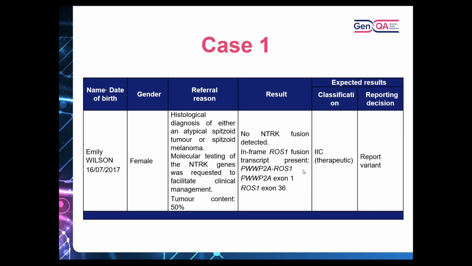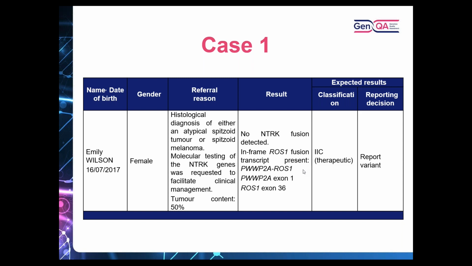But Pauline's going to talk to you in the middle about how we came up with the expert classification of these variants. So case 1 was we give the patients mock names and dates of birth. These aren't real, we invent these. So it was a young female patient who had a histological diagnosis of a tumour which was either an atypical spitzoid tumour or a spitzoid melanoma.